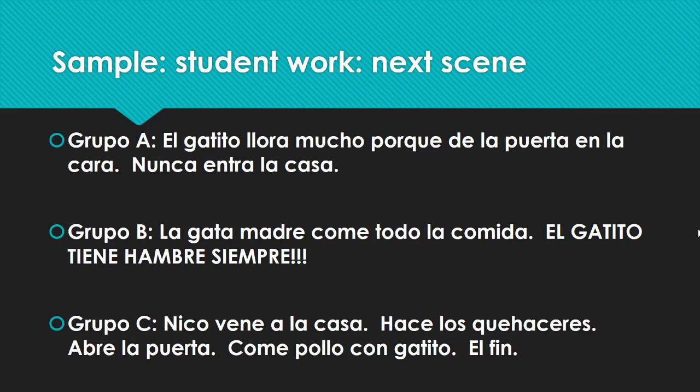In that class, we had these different groups. There were three other groups, I believe, so a total of six. We then voted on what was the best ending and talked about what could happen from there. So we did a next scene. Again, it's just a way to get students sharing out in the target language in a low pressure sort of way.